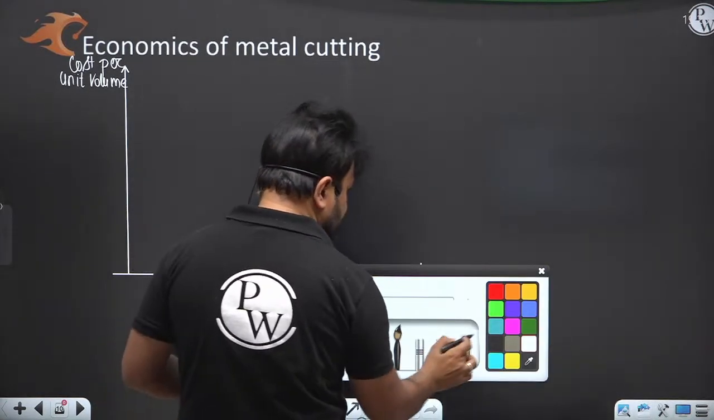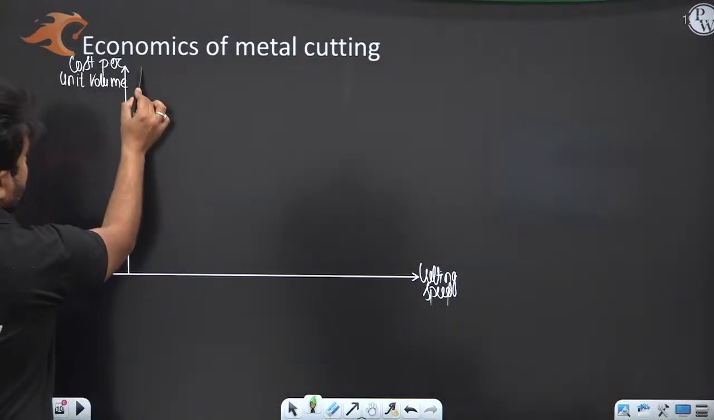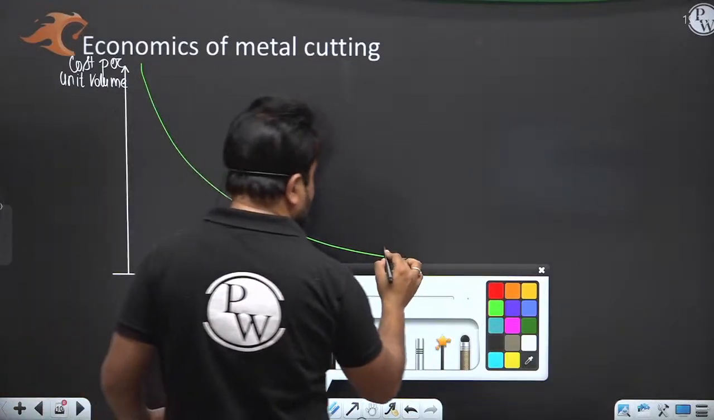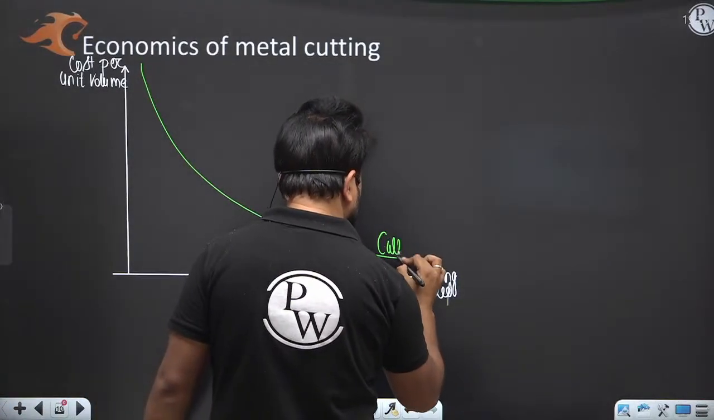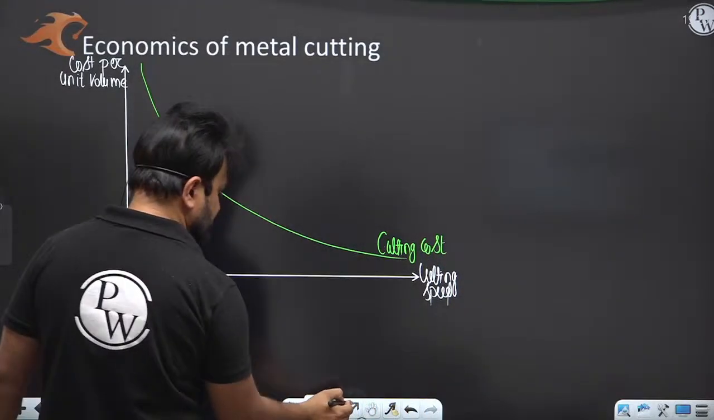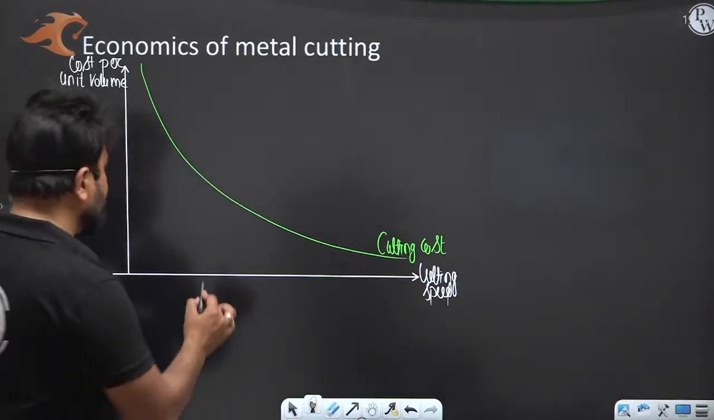Now there will be two types of cost. One is the cutting cost. You can see this is the cutting cost. The green color will represent the cutting cost. Now the next cost is your tooling cost.